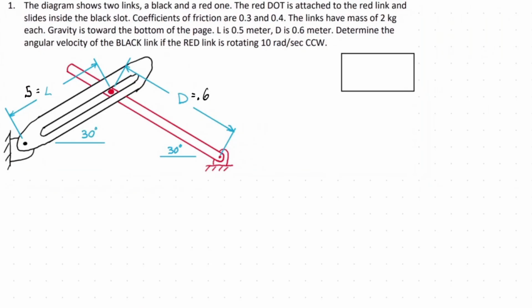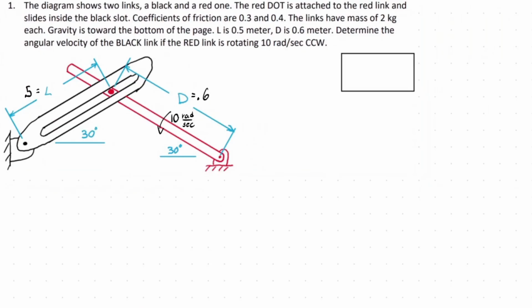Links have a mass of 2 kg each. Determine the angular velocity of the black link if the red link is rotating at 10 radians per second counterclockwise, right? So counterclockwise is in this direction, so it's rotating this way at 10 rad per sec. Okay, so let's keep going.